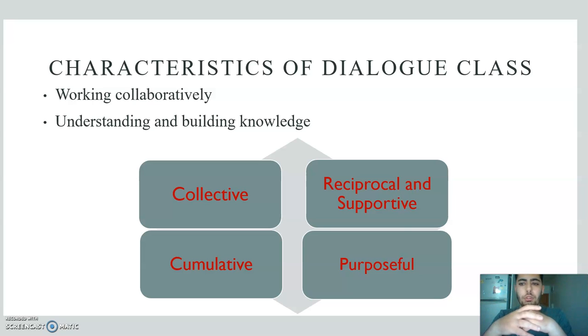These attributes signify that in a dialogic class, students play an active role in leading classroom activities. Responsibility is then shifted from the teacher to students. Dialogic teaching thus challenges the traditional classroom teaching in which the teacher plays a dominant role. I think that's enough for this presentation.